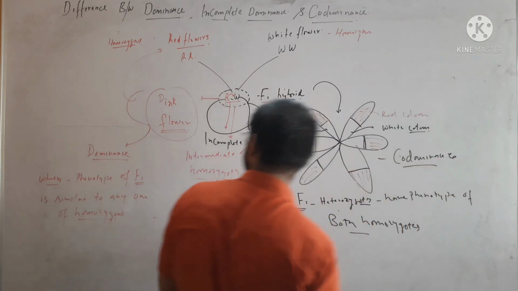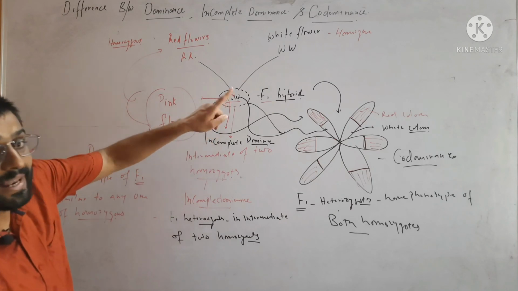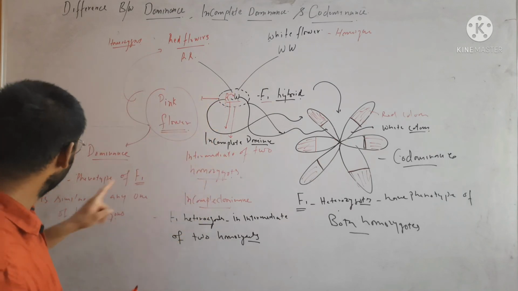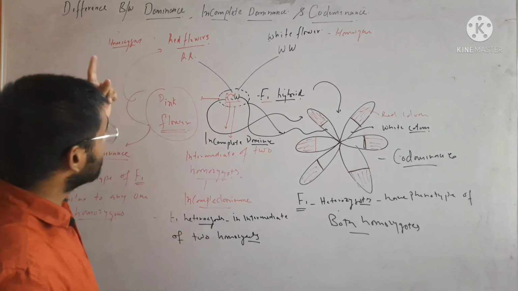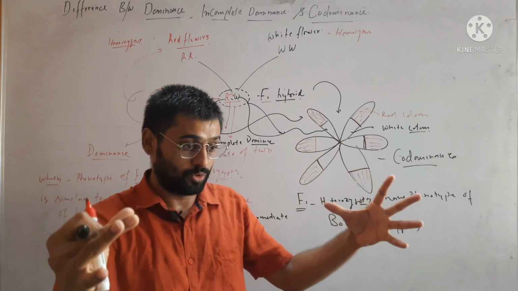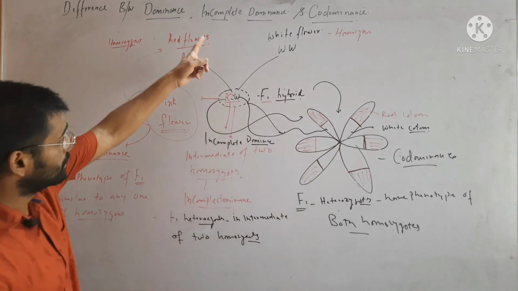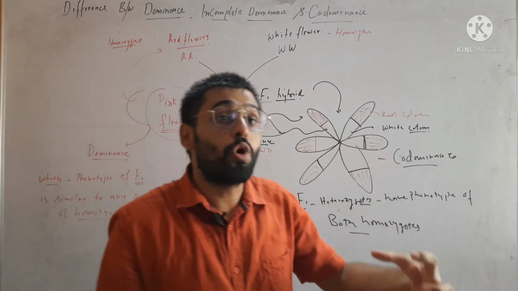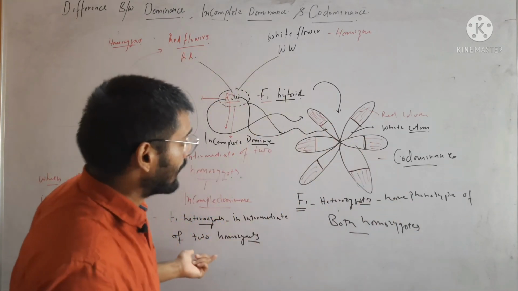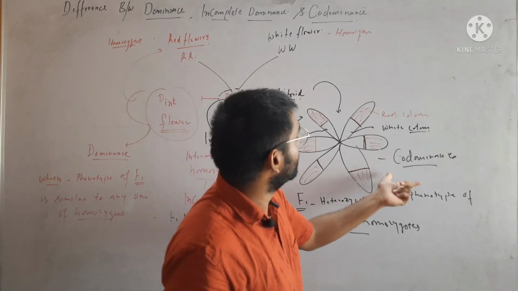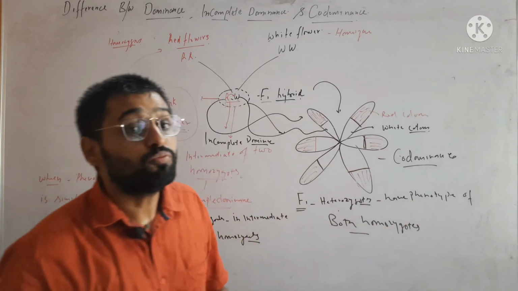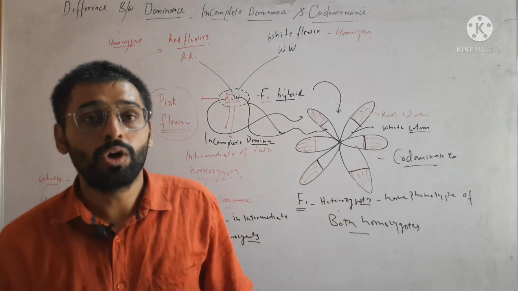So here it will be called codominance. So when one allele expresses itself and the phenotype is similar to one of the homozygotes, it will be called dominance. When the phenotype of F1 is intermediate of both homozygotes, it will be called incomplete dominance. But when F1 has the phenotype of both homozygotes, then it will be called codominance.